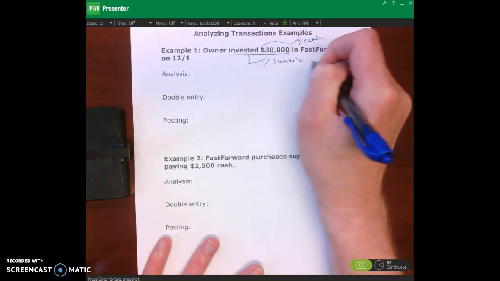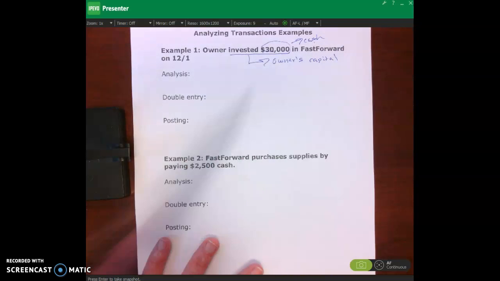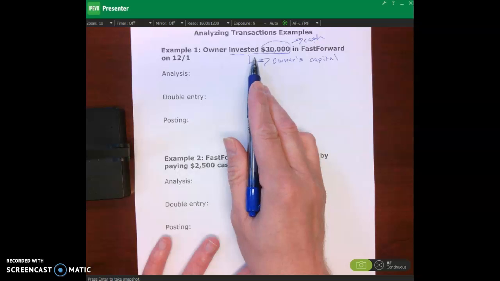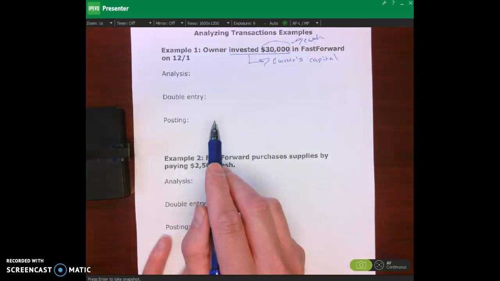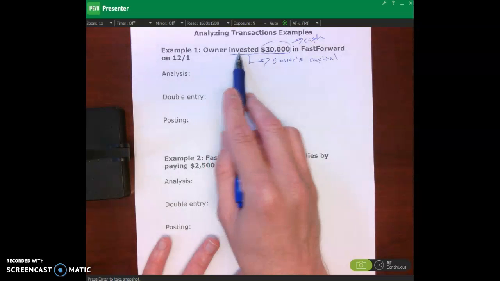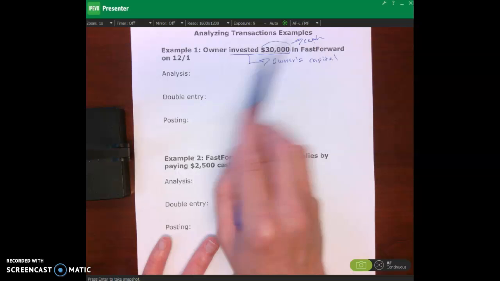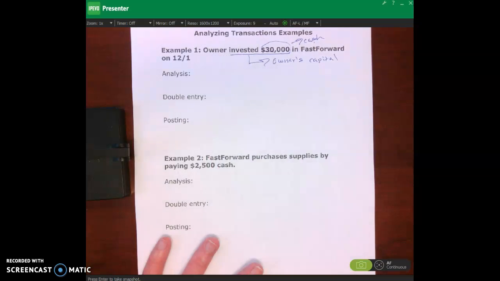owner's capital. So whenever we have a transaction, an event, we need to record this with journal entries and then post it to the general ledger. That's what we eventually want to do. So we have to figure out, first of all, what accounts are being affected. We have to read this word problem, parse it and say, what accounts are being affected? Well, I can see this is $30,000. That's cash. Owner investment, the key words owner invested, that means owner's capital.